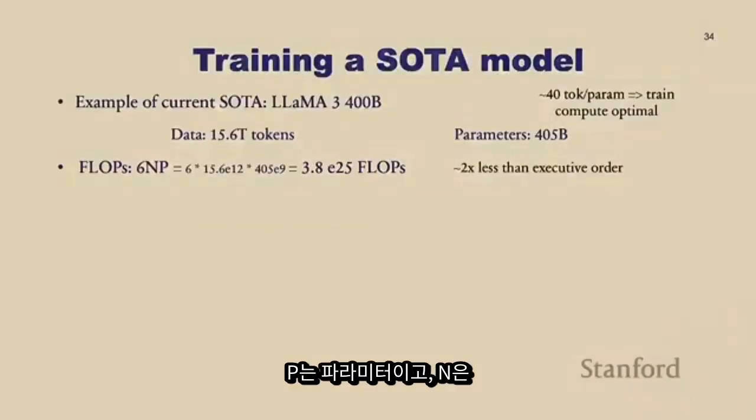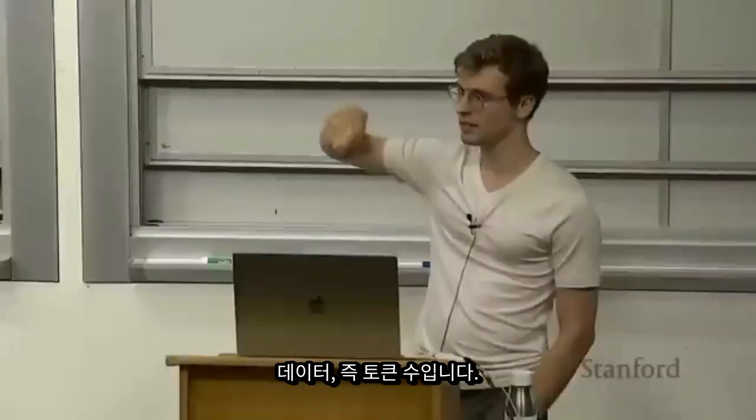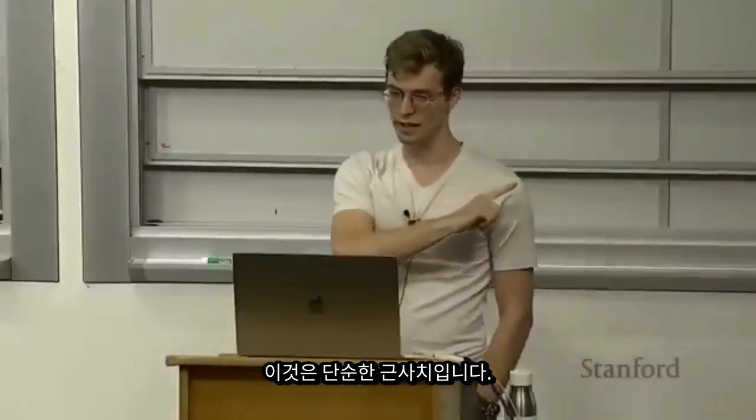So P is parameters, N is data, number of tokens. This is just an approximation.